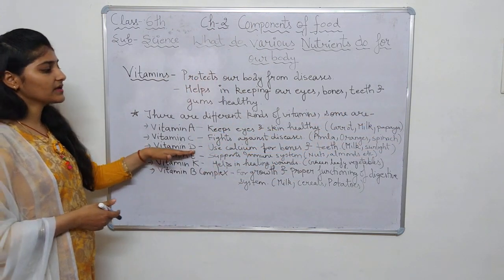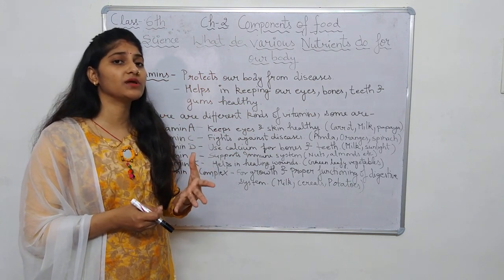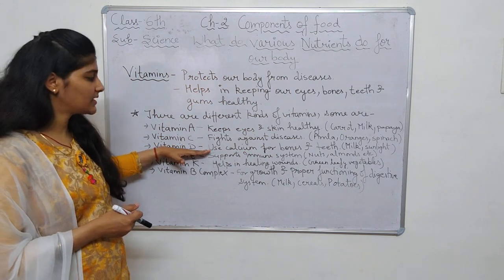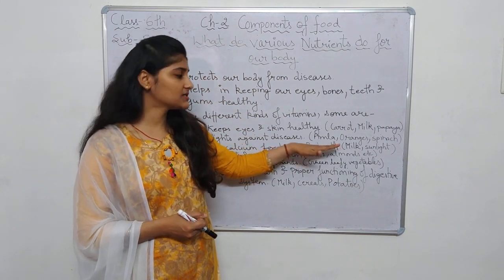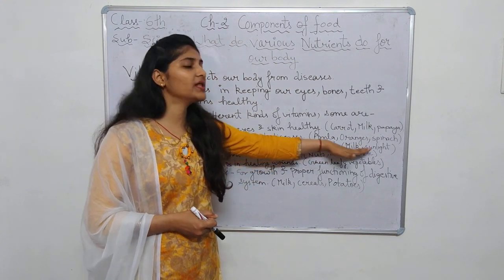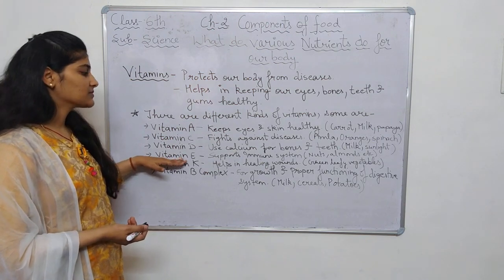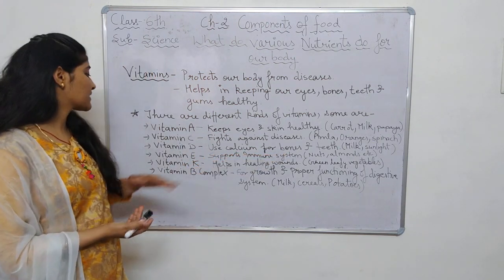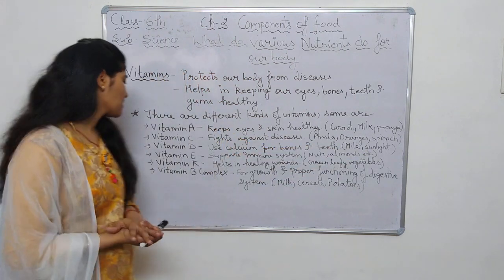Now vitamin D, it uses the calcium. We drink milk. The calcium present in milk gets absorbed with the help of this vitamin D. So it uses the calcium for bones and teeth. We get this from milk, sunlight, etc. Vitamin E supports our immune system and we get this vitamin E from nuts, almonds, etc.